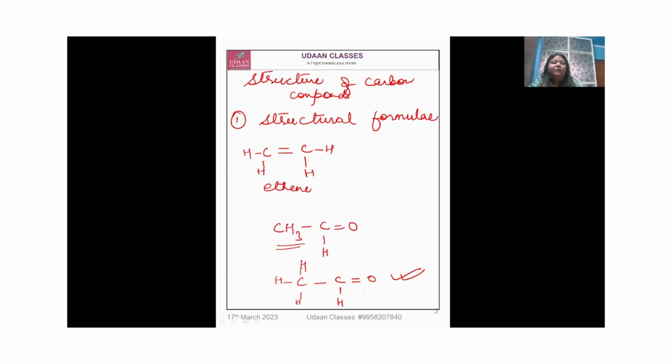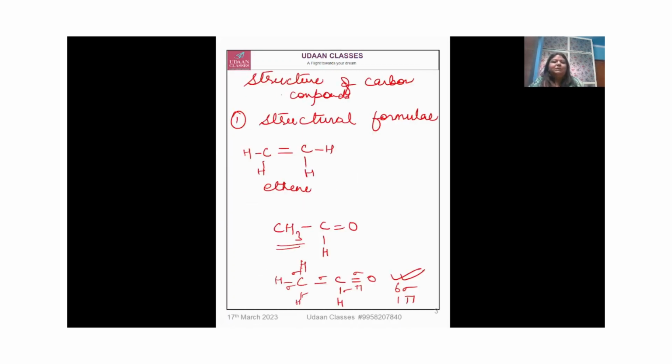Now if I ask you how many sigma and pi bonds are there, so 1 sigma, 2 sigma, 3 sigma, 4 sigma, 5, 6. So 6 bonds are sigma bonds and 1 pi bond. Wherever you have a double bond or a triple bond, we will have 1 sigma bond, and after that you will have the rest as the pi bonds. I hope it is clear. Let's move to the condensed formula now.